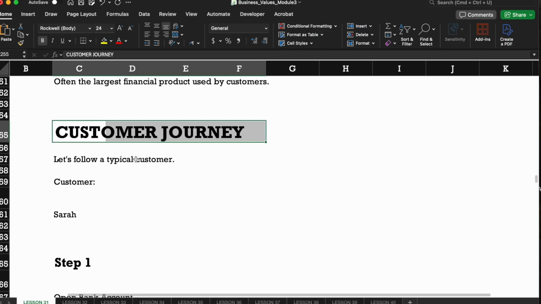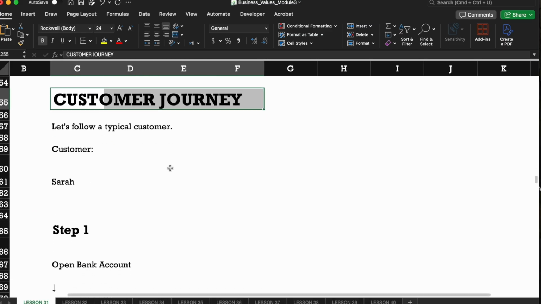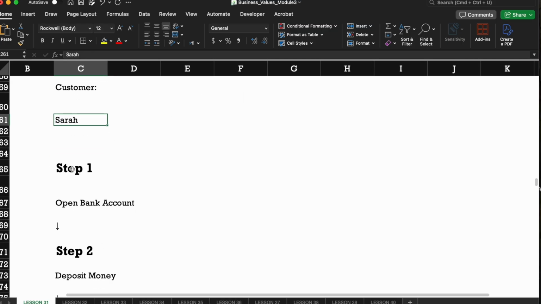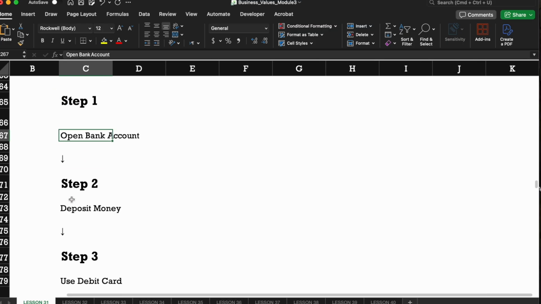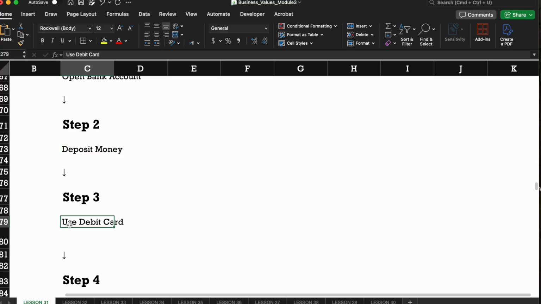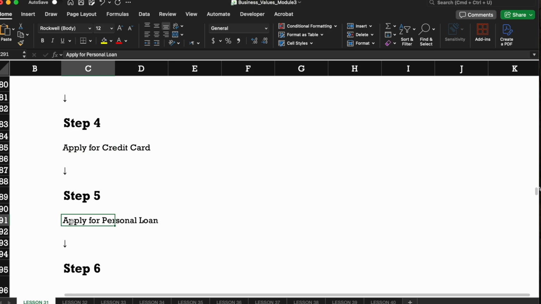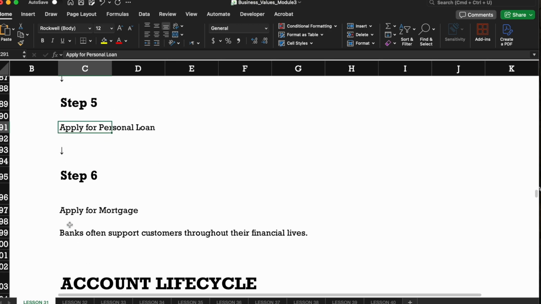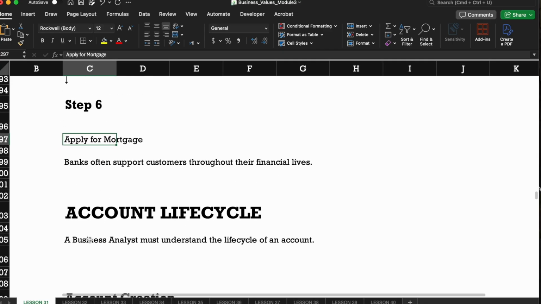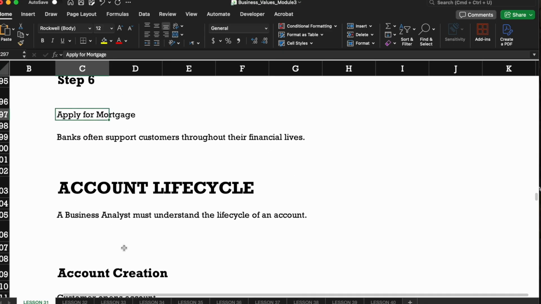Customer journey. Let's follow a typical customer, Sarah. Step 1, open a bank account. Step 2, deposit money. Step 3, use a debit card. Step 4, apply for a credit card. Step 5, apply for a personal loan, apply for a mortgage. So banks often support customers throughout their financial lives.